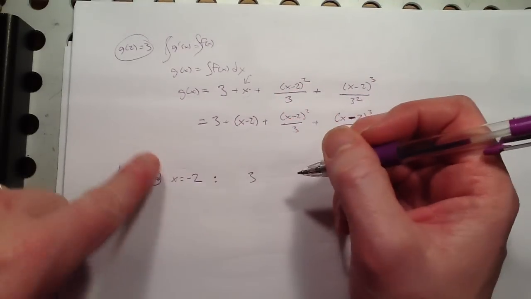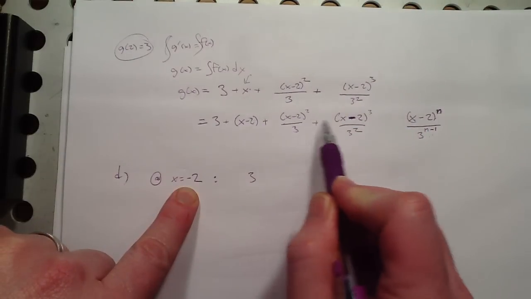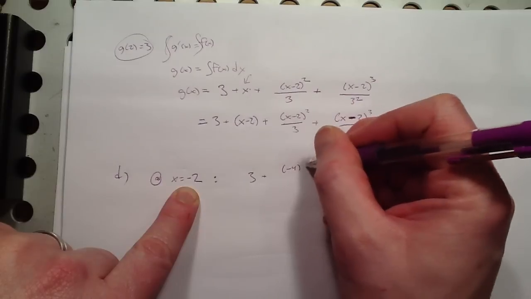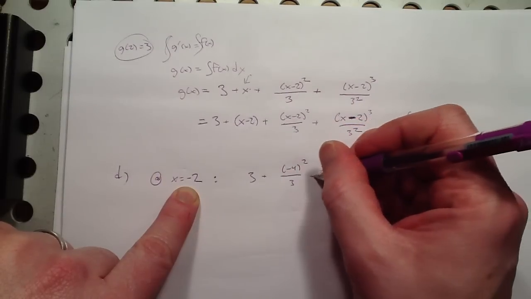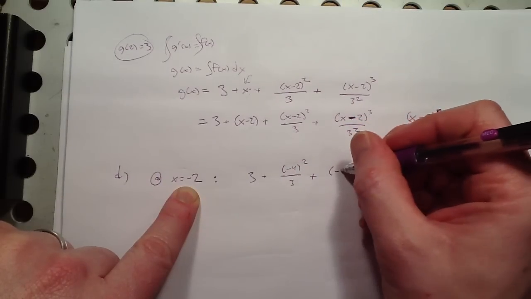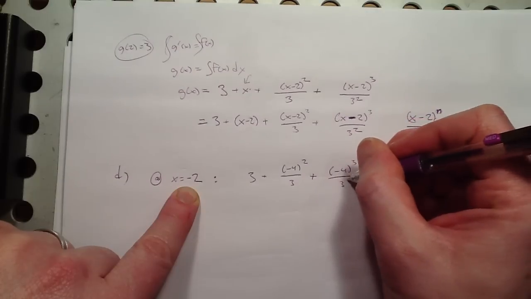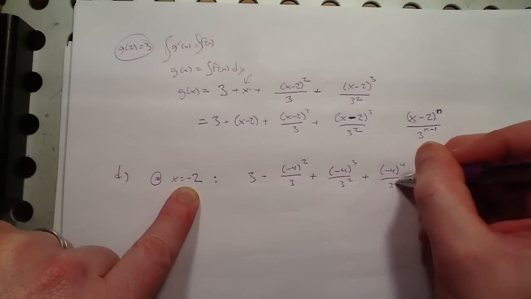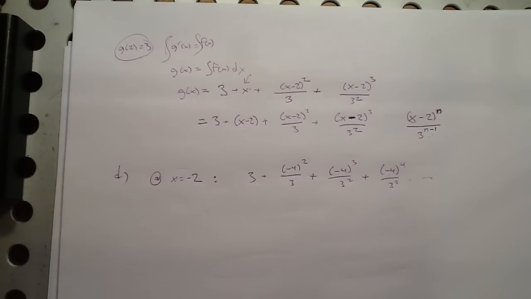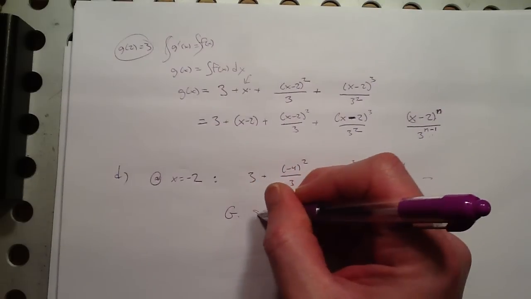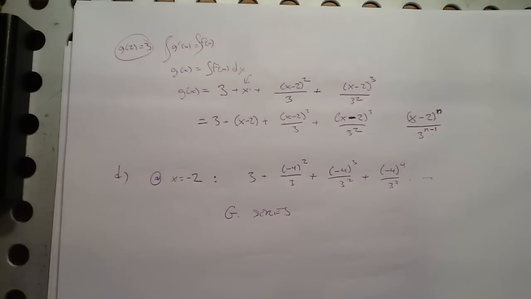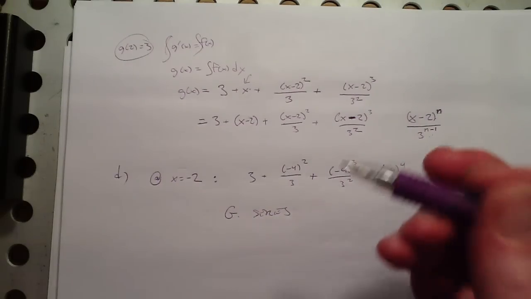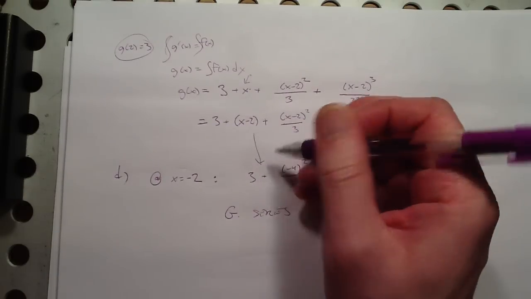We get 3. Every single one of these is going to be negative 4, right? Plus negative 4 squared over 3 plus negative 4 cubed over 3 squared plus negative 4 to the 4th over 3 cubed, etc. What kind of series is this? That is a geometric series. What's the multiplier? What are we multiplying by every time here? Did I miss a term here? I did, didn't I? There should be a negative 4 here.